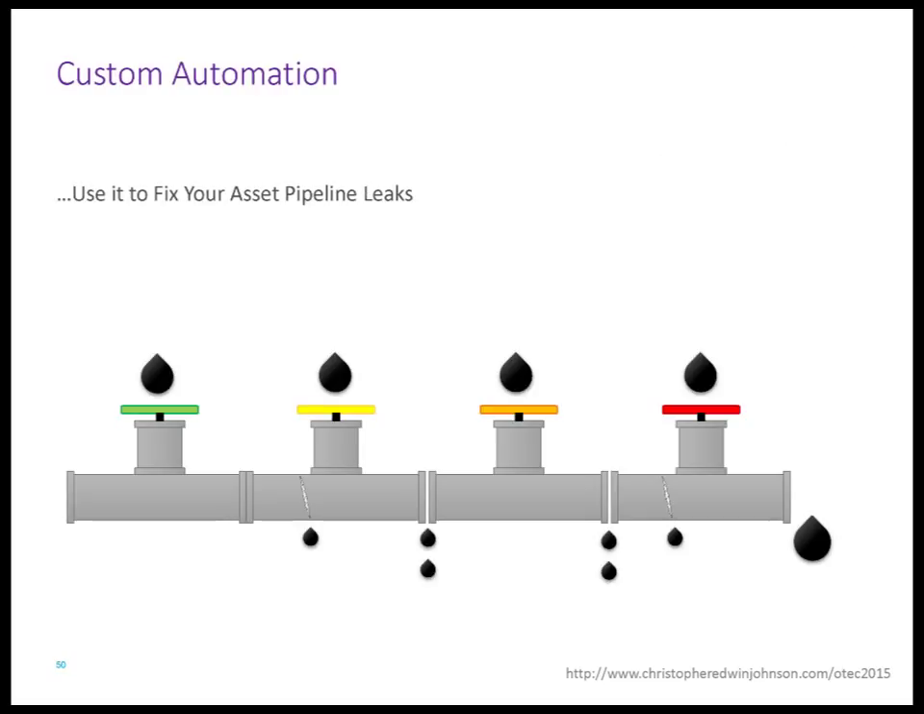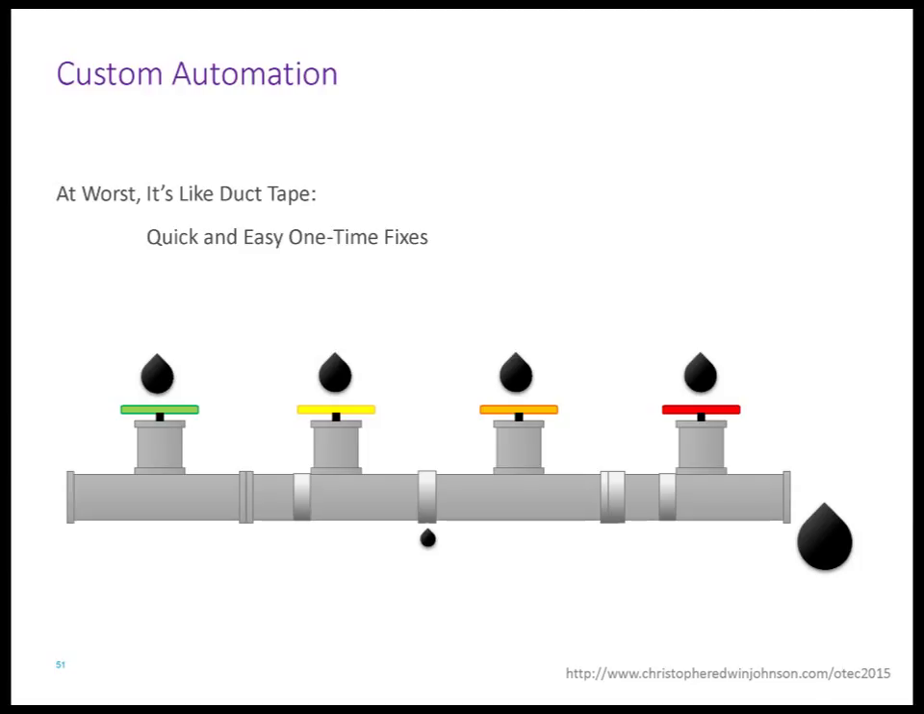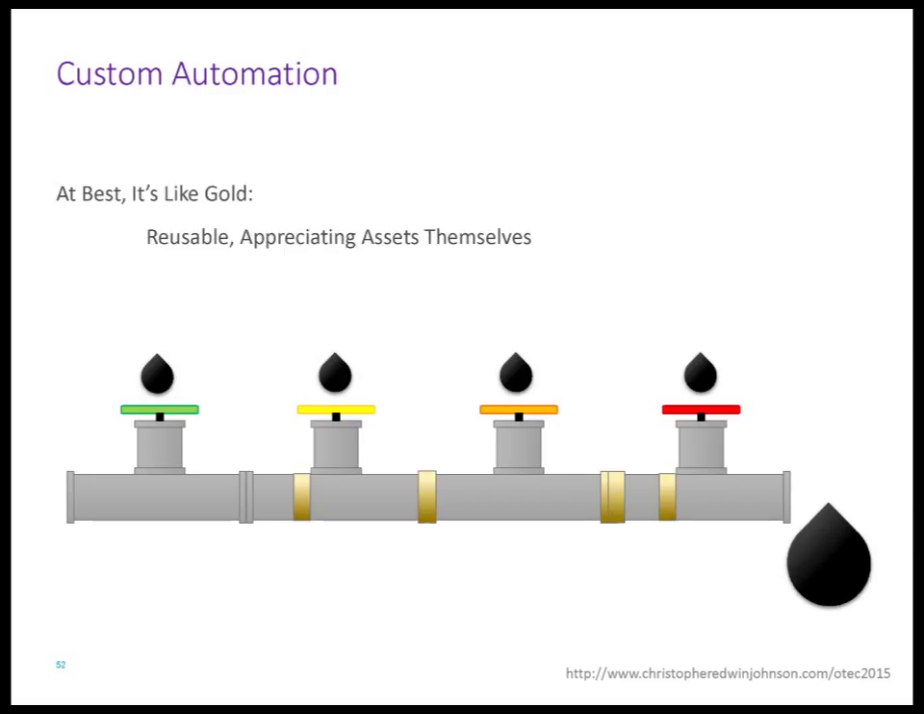And so here are my last words. Custom automation: use it to fix your asset pipeline leaks. At worst, it's like duct tape. Quick and easy one-time fixes, but things that actually do help you maintain the value of your data assets. But at best, they can be like gold. Reusable, appreciating assets themselves. Not only able to maintain the value of your data assets, but actually themselves provide you valuable assets that can be built on and leveraged in unexpected ways in the future.